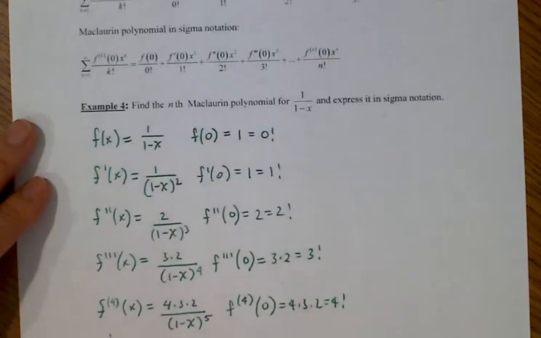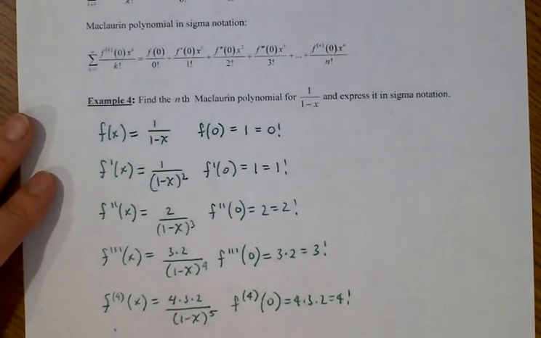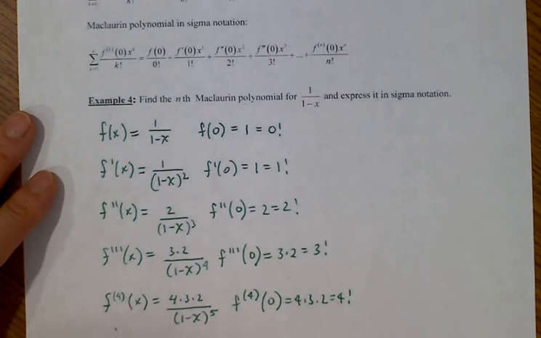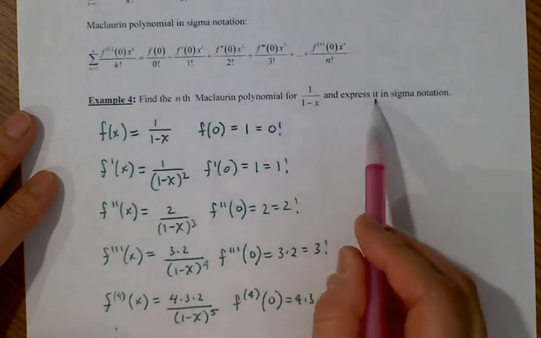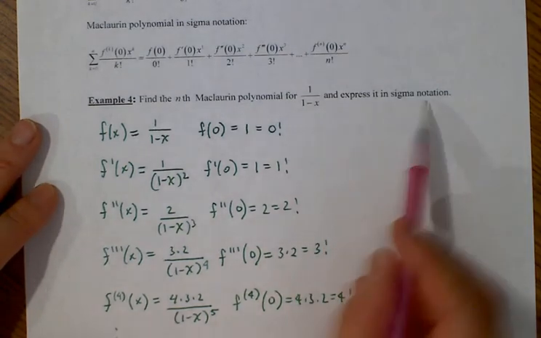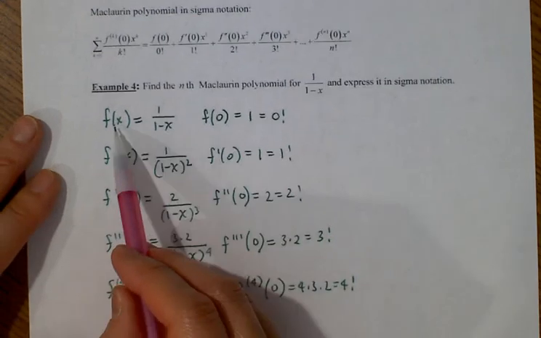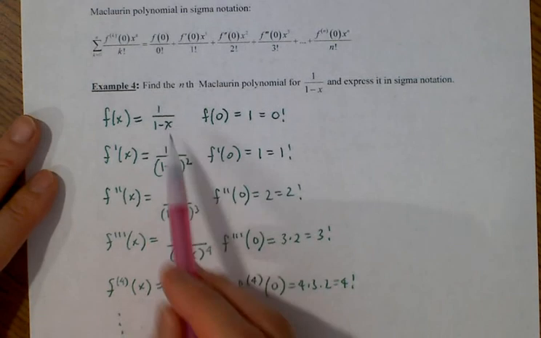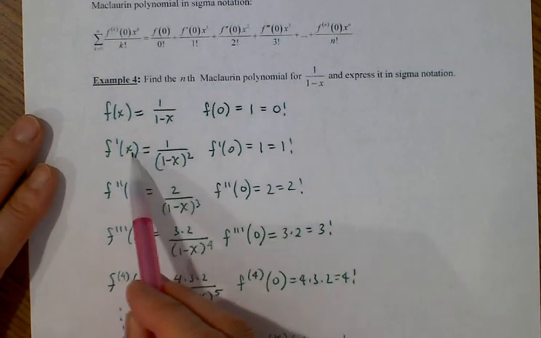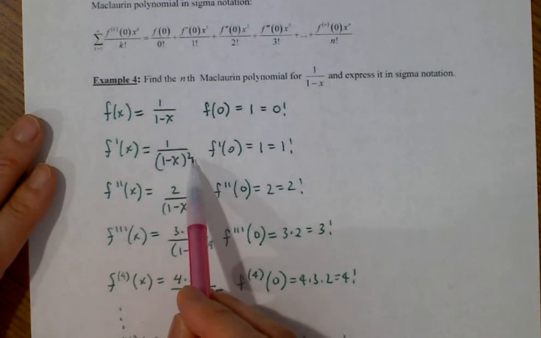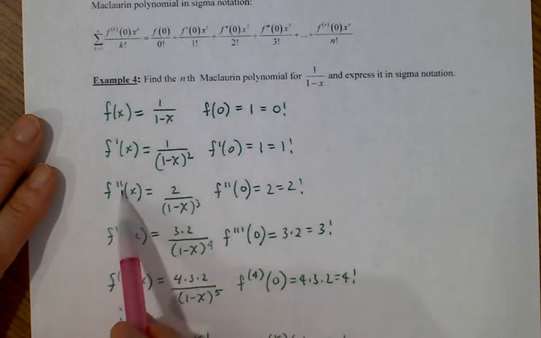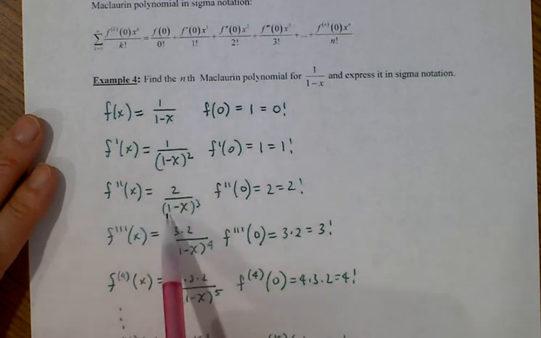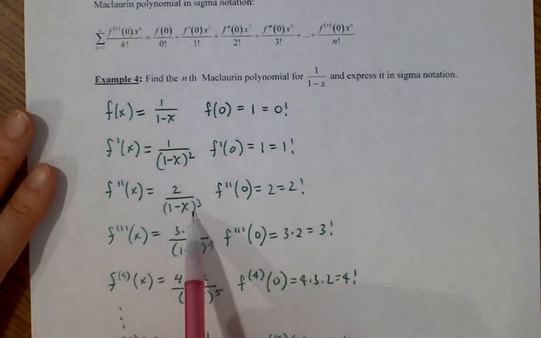Okay, so let's take a look at the nth Maclaurin polynomial for 1 over 1 minus x, and then we're going to express it in the sigma notation. Okay, so my original one is f of x is equal to 1 over 1 minus x, and then I'm going to take 4 derivatives first. All right, so f prime of x is equal to 1 over 1 minus x squared, and then f double prime of x is equal to 2 over 1 minus x cubed.